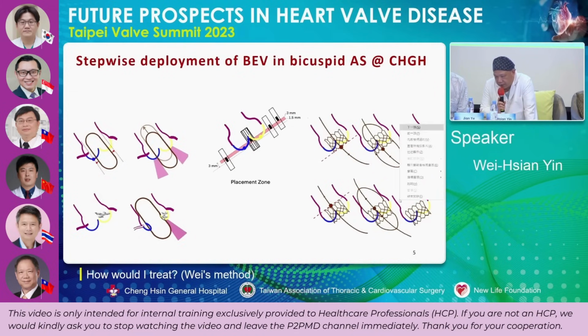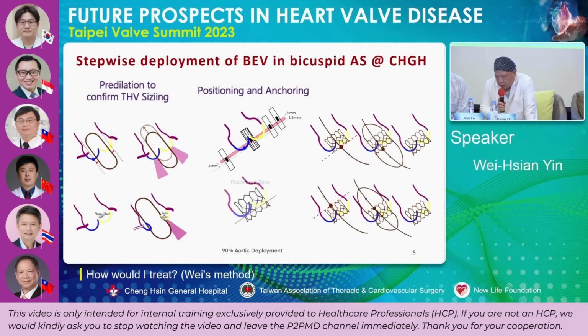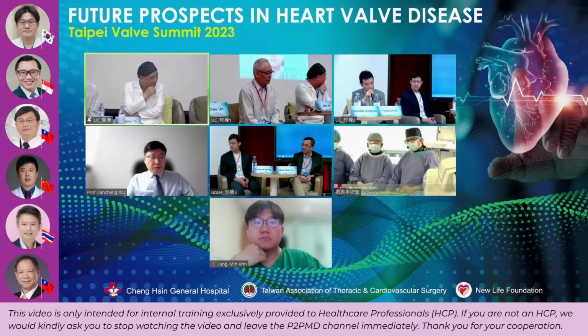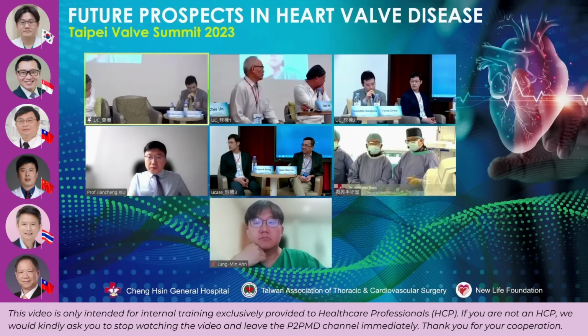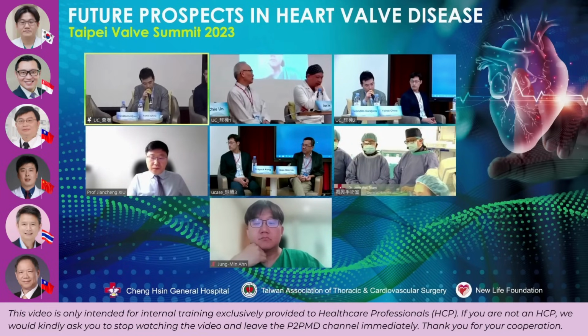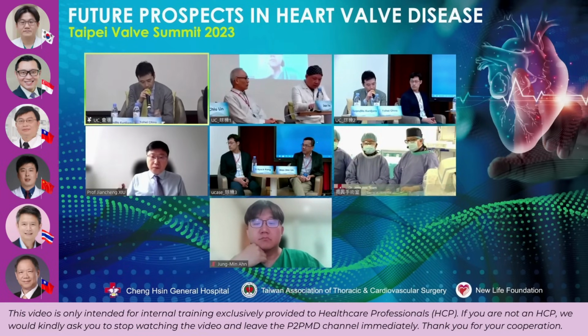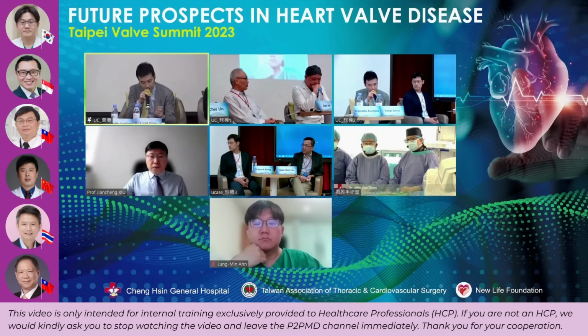But we base it on the measurements that we obtained before the procedure. Then we use a stepwise deployment, with first positioning and anchoring the valve. Then, if needed, we post-dilate the valve from the inflow or the outflow. We basically choose a self-expanding valve for severely calcified bicuspid valves, especially with type 1 calcified raphe cases, because it provides better sealing with safety.